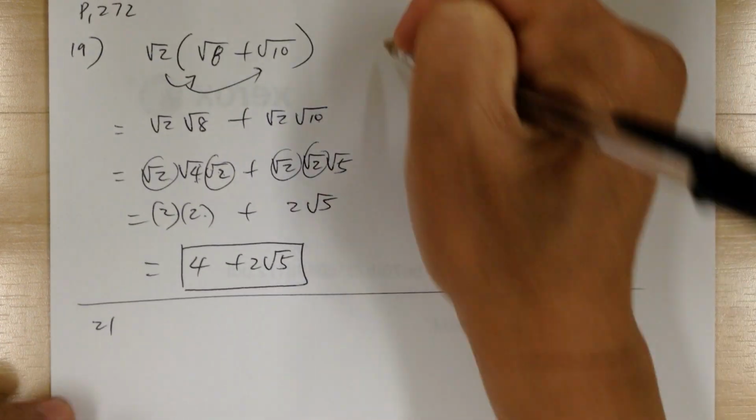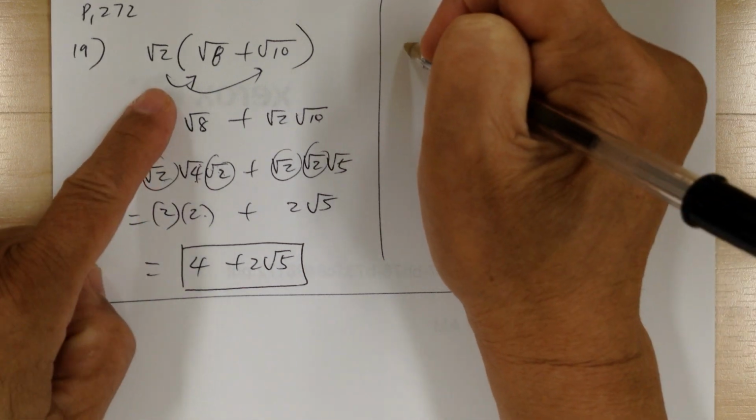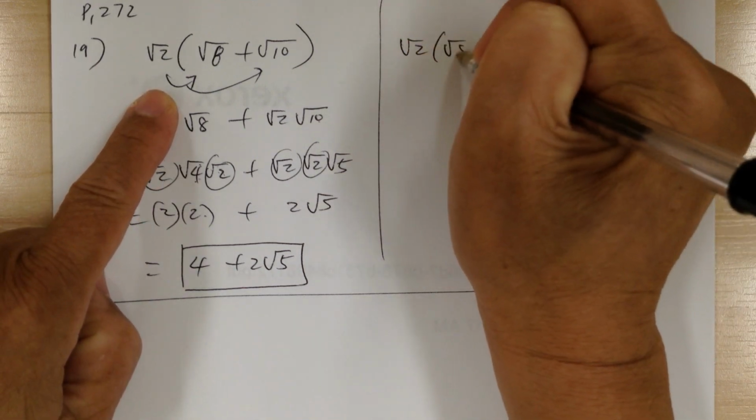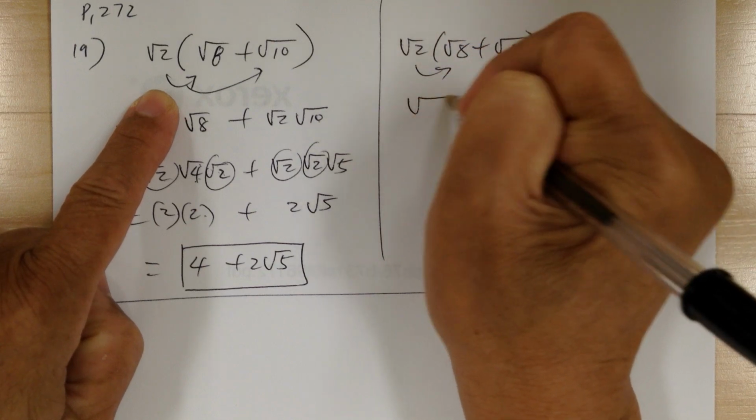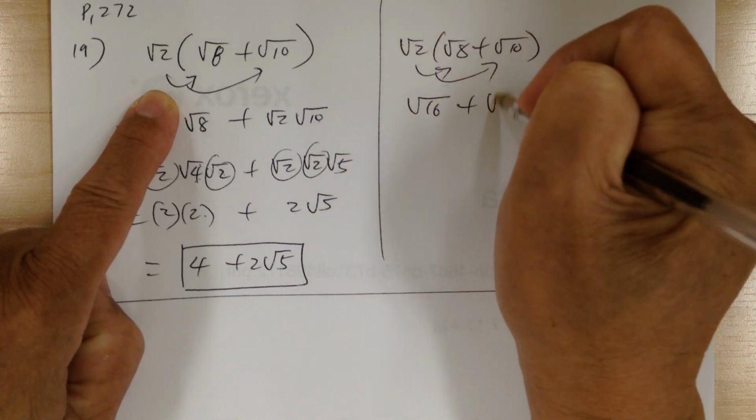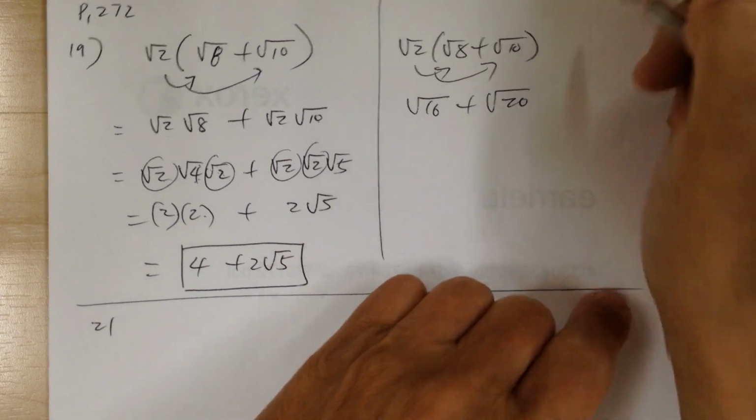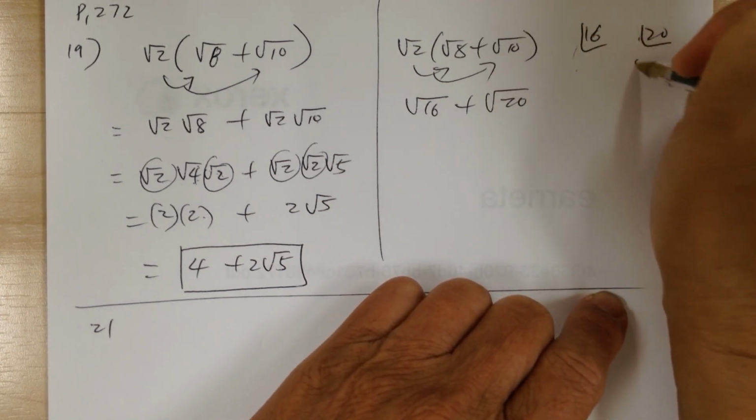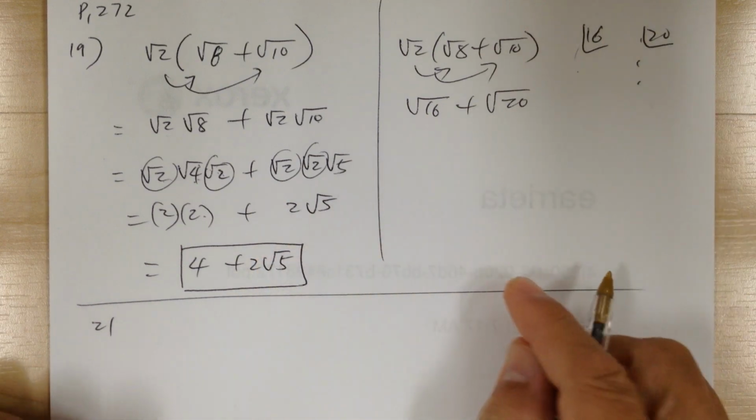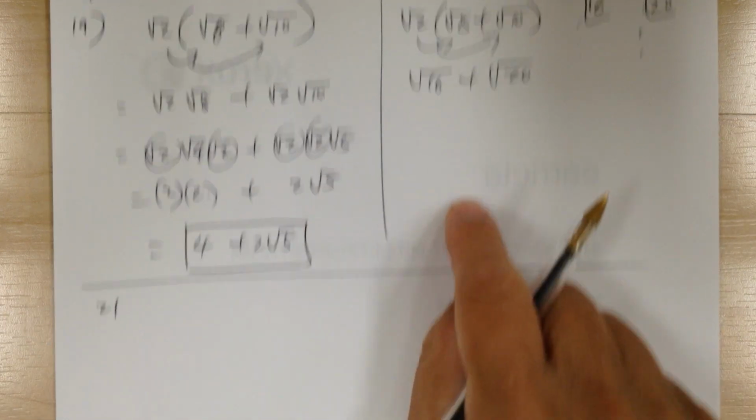Now the long way to do it, you can do it this way too. You're just going to distribute, so you become square root of 16 plus square root of 20. And then you have to go off to the side and do all these things over here. Okay, so you can do all that. You're going to get the same answer. So you can do it either way.